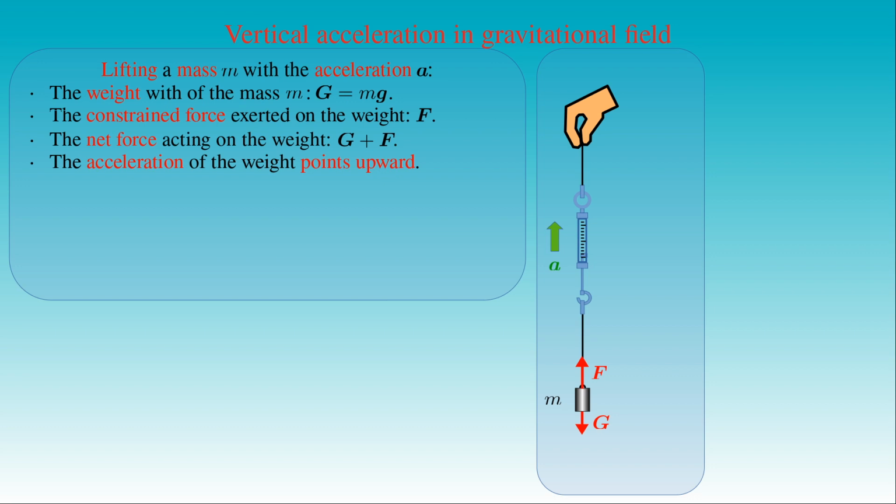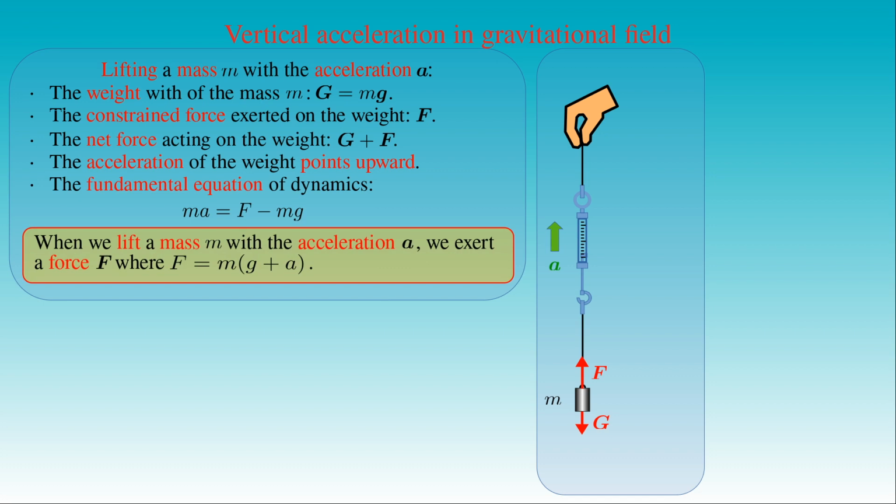F. Then the fundamental equation of dynamics applied for the body states that the mass m times the magnitude of the acceleration a is equal to the magnitude of the force F exerted on the body, minus the mass m times the magnitude of the gravitational acceleration g. Then we conclude that in order to lift a mass m with the acceleration a, we need to exert the force F on it, where the magnitude of the force is given by the mass m times the sum of the magnitudes of the gravitational acceleration g and the acceleration a of the body. That is, we exert a force on the body which is greater than the gravitational force acting on the body.